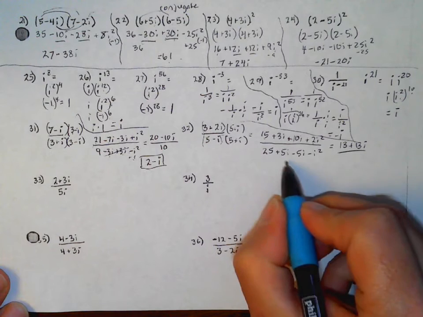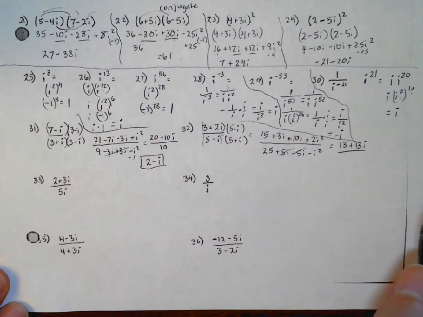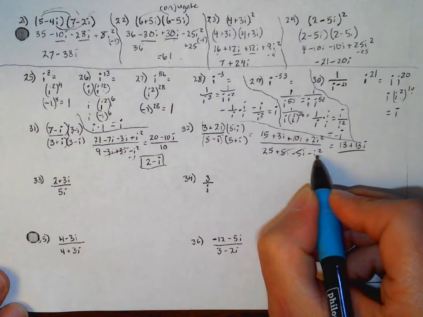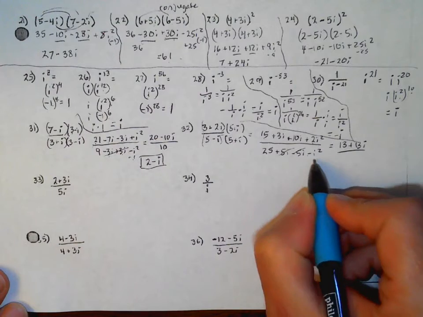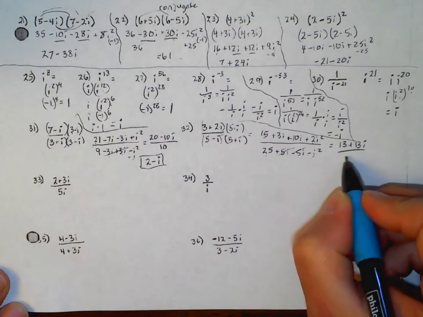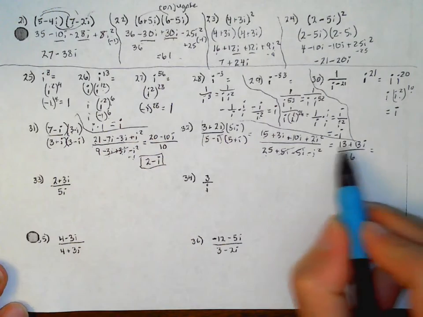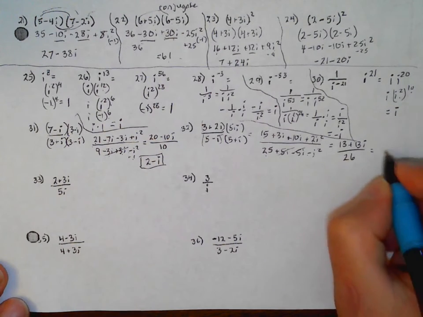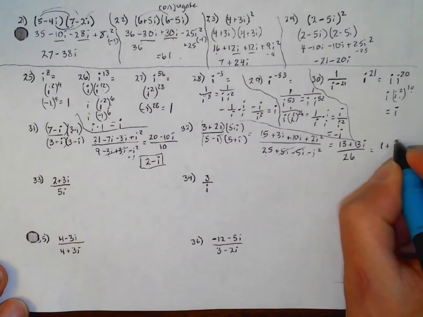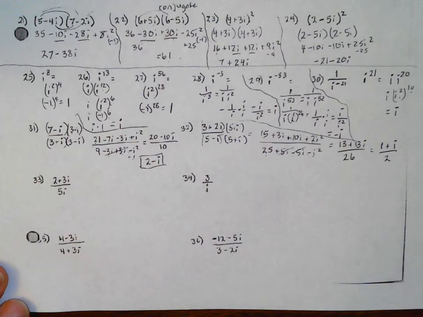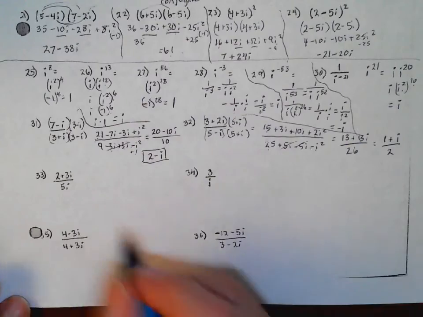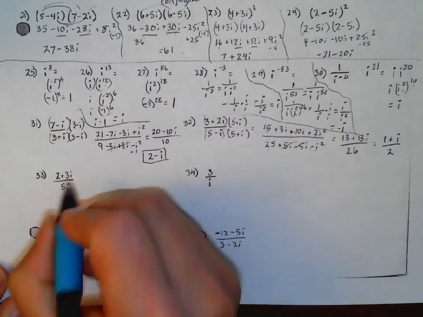On the bottom, once again, the middle terms cancel out. That's what we wanted. Negative 1 times a negative makes it a positive 1. 25 plus 1 is 26. What can I divide out of all three terms? 13. So it'll be 1 plus i over 2. Okay, give these a try yourself. Pause it and try them. If we were in the classroom, I'd do that.